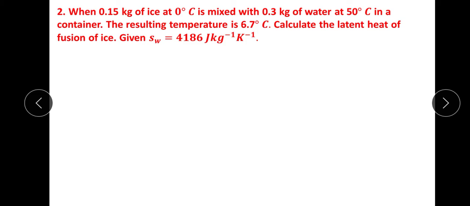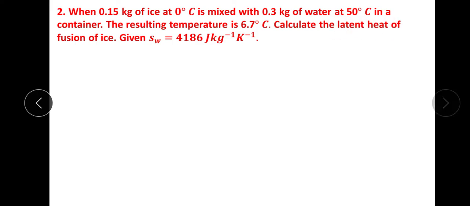Now, in this problem, we have two substances, ice at 0 degrees Celsius and water at 50 degrees Celsius. So, comparing these two, ice at 0 degrees Celsius is cold substance, water at 50 degrees Celsius is hot substance. So, when they mix together, what happens is ice gains the heat energy and water loses the heat energy. So, according to the principle of calorimetry, the heat gained by the ice will be equal to the heat lost by the water. Therefore, by equating them, we can obtain the value of latent heat.